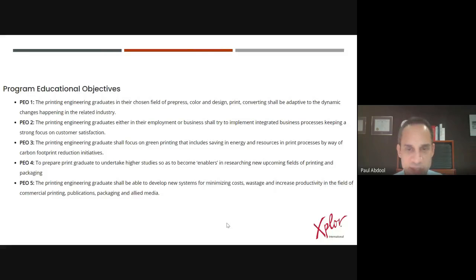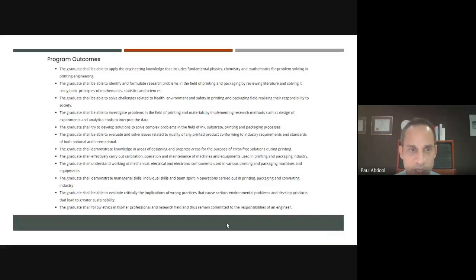They lead you from the basics of pre-press, color, printing, all the way down to all sorts of environmental components that are important and how increasing value for customers and people who are printing. And the outcomes I loved on your website as well. And one thing that I really liked, and I'm going to get more into, I'm giving you a hint, is that you want the graduate to demonstrate managerial skills, individual skills, and team spirit. And this is something that will take them a long way.